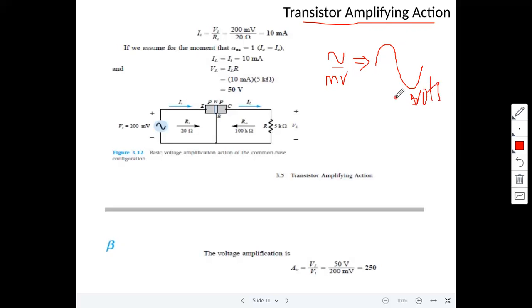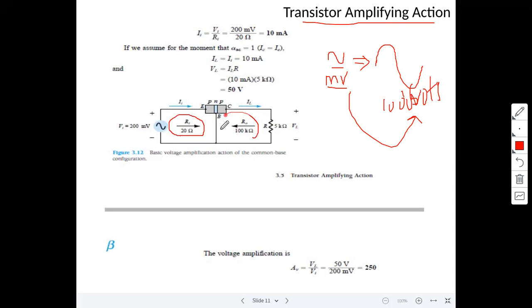Volts range means some hundreds of volts, depending upon the gain. So millivolts convert into tens or hundreds of volts in terms of voltage. So that is the amplifier action. Now observe here, given some Ri, the input resistance of the transistor is 20 ohms.